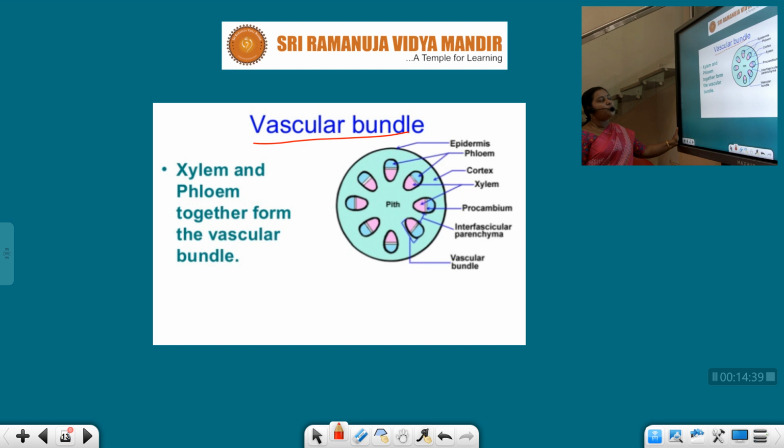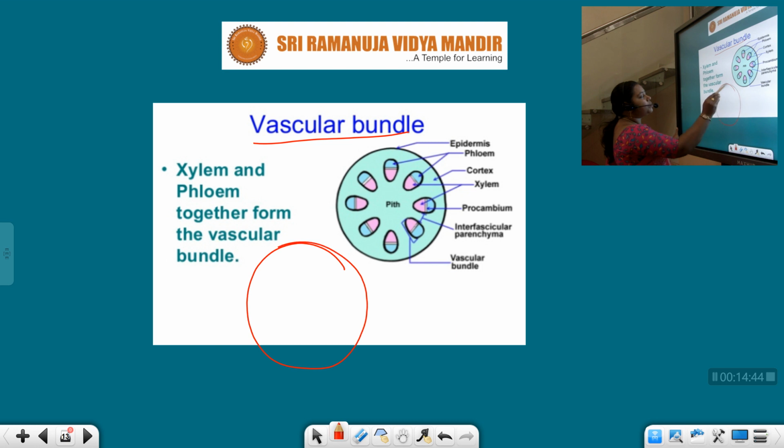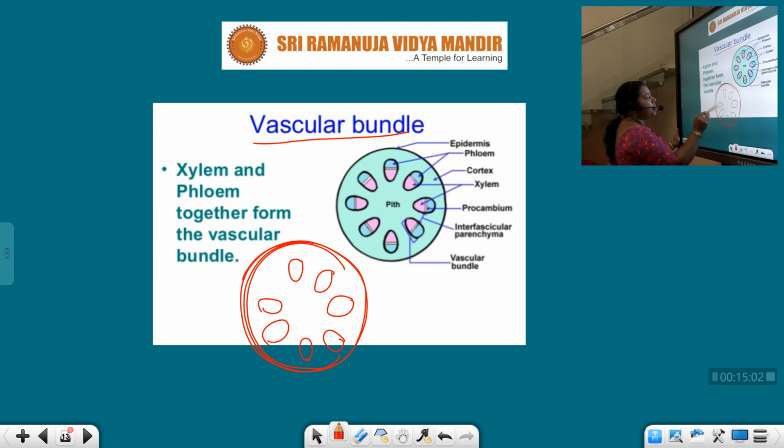Now let us see how the vascular bundle forms. Xylem and the phloem together form the vascular bundle. See the circular representation of the vascular bundle. This particular part is epidermis. At the center they will be having the vascular bundle like this. The center part is pith.